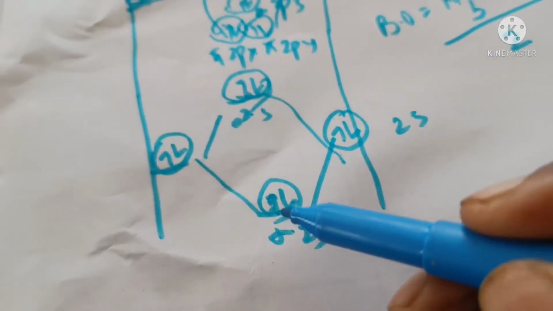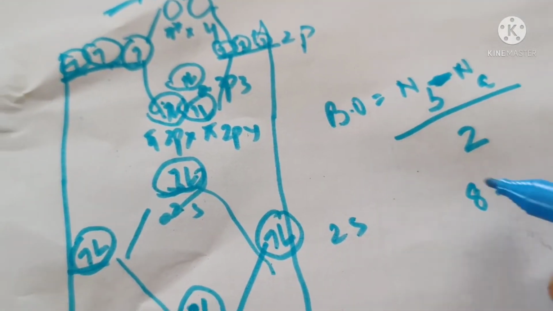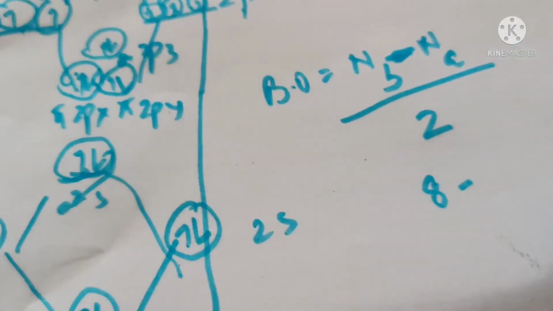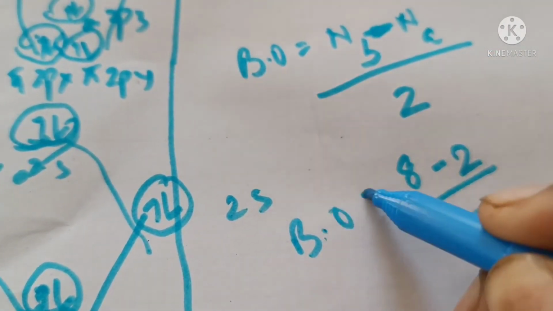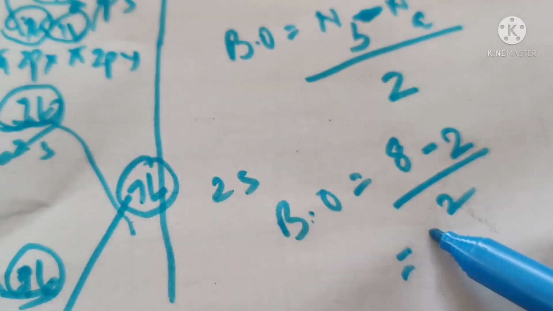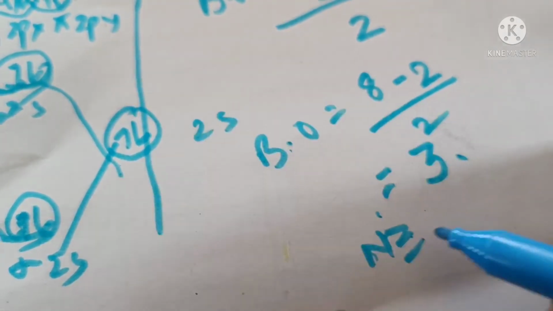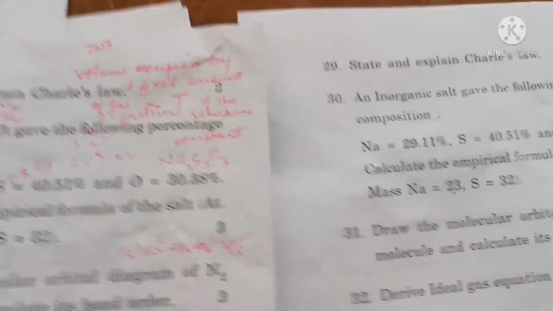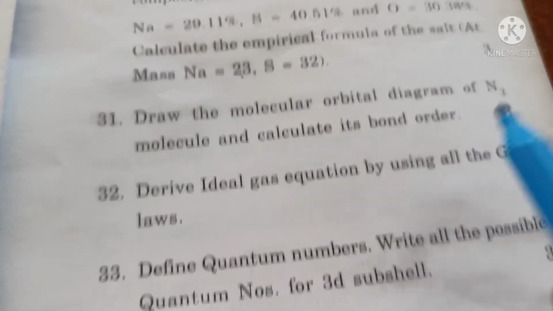So in bonding we have 2, 4, 6 and 8 electrons. In anti-bonding we have only 2 electrons in sigma star and dividing by 2. So bond order will be 8 minus 2 upon 2 is equal to 3. So nitrogen molecule has 3 bonds between the 2 atoms. So this is the answer. Draw molecular orbital diagram. This is the diagram and calculate bond order. This is the bond order.